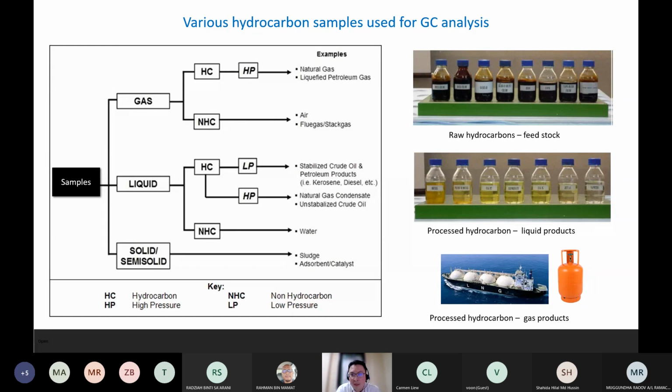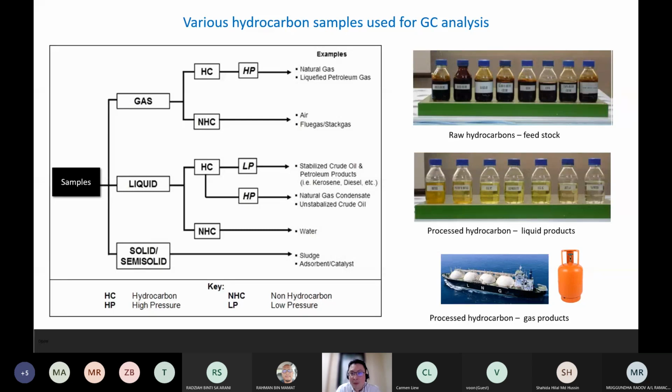Then we also have processed products such as liquid hydrocarbon, naphtha, and the fuel that you add to your car, which is called Primax in the case of Petronas. We also have Jet A1, which is jet fuel. These are all the types of hydrocarbons that can be analyzed using GC to determine their quality and also their compositional aspects.